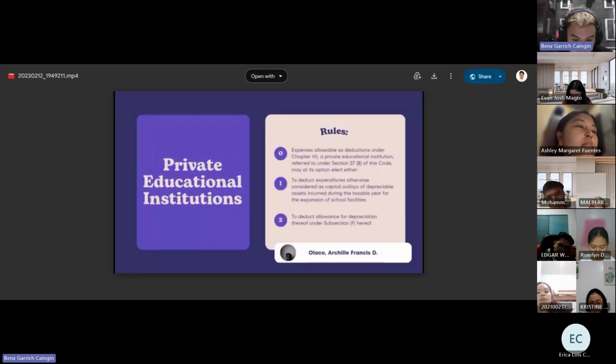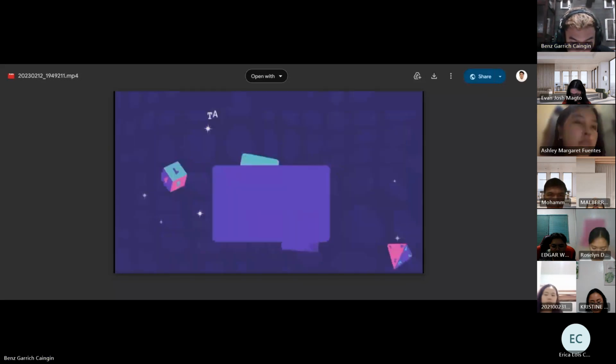Private educational institutions. The general rule is that expenses are allowable as deductions under Chapter 7. A private educational institution referred to under Section 27B of this code may, at its option, elect either to deduct expenditures otherwise considered as capital outlays of depreciable assets incurred during the taxable year for the expansion of school facilities, or to deduct allowance for depreciation thereof under subsection F hereof.